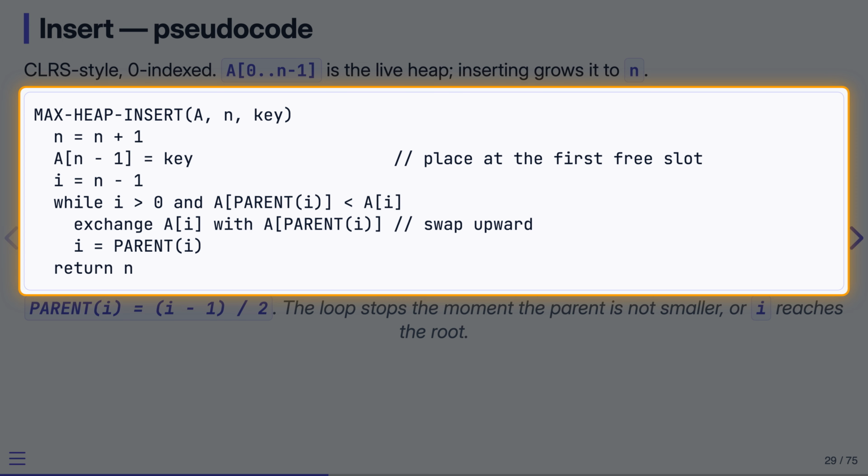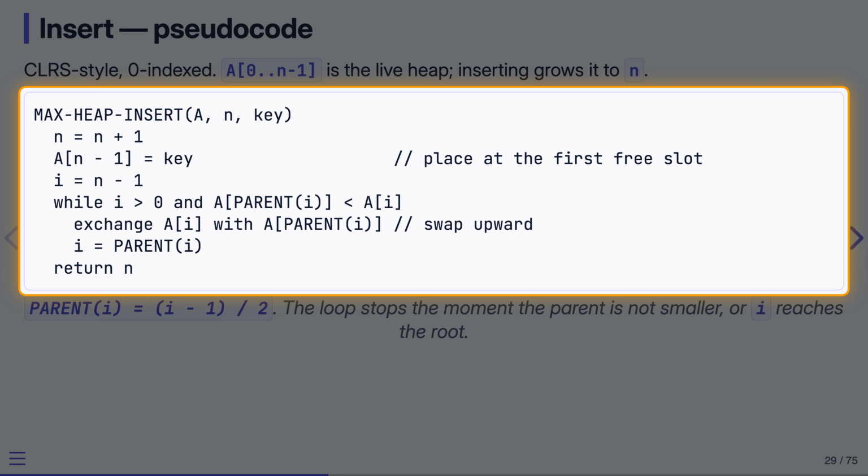This is insert in pseudocode. It is 0 indexed in the CLRS style. Let's read it together. First we grow n by 1. Then we write the new key at a[n-1], the first free slot. We set i to n-1, so i is the position of the new value.